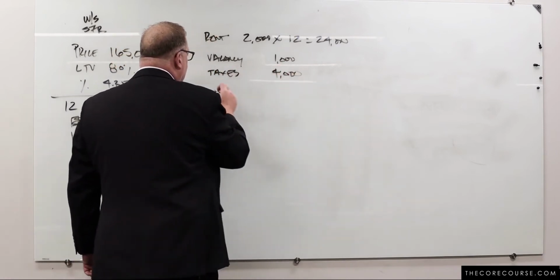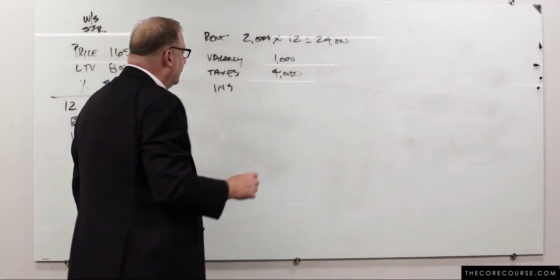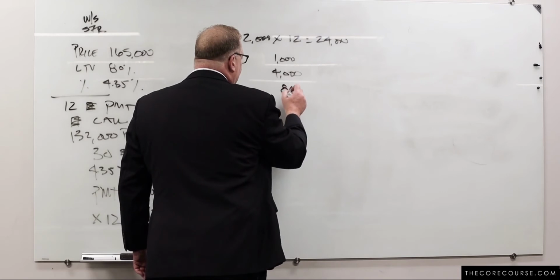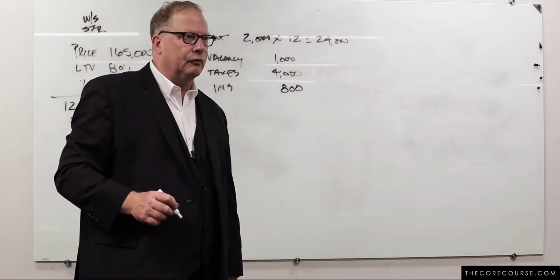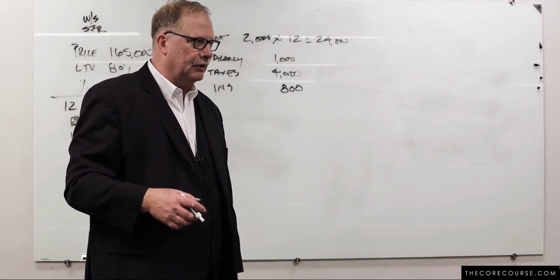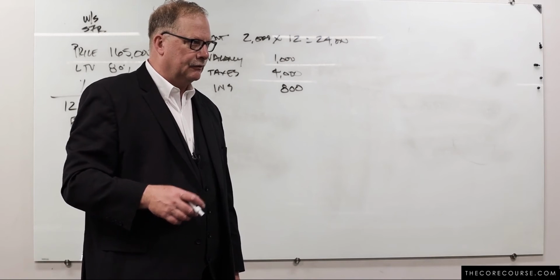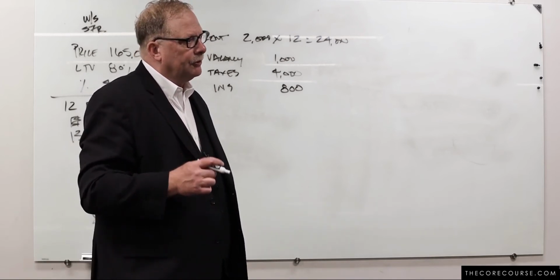Taxes are 4,000. What are you paying for insurance on this property? 800? Okay. And in the rental scheme of this property, are you as the landlord responsible for any of the water, sewer, garbage, utilities, that kind of stuff, landscaping? Nothing. It's all on the tenant. Okay. And what year was the property built?